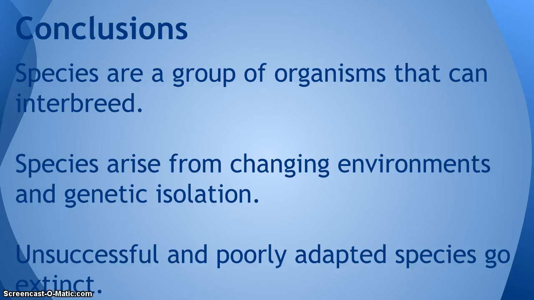So really quickly, we just went over speciation, but species are groups of organisms that can interbreed. Species arise from changing environments and genetic isolation, meaning that when species are separated, that's how you get new species. And lastly, poorly adapted species go extinct. In class, we'll talk a little bit about Hardy-Weinberg and how we can measure this stuff with cladograms.